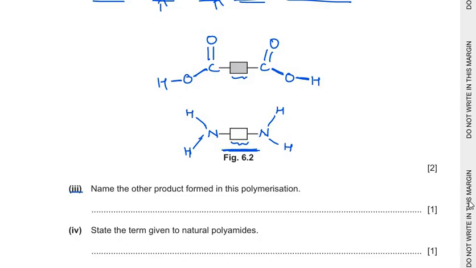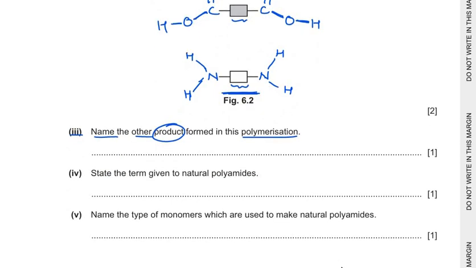The third question now, name the other product formed in this polymerization. Now as I already mentioned that during polymerization water molecule is removed out, so the other product is water, so name is water. If they have asked the formula, you can write the formula as H2O for this. So here name water.